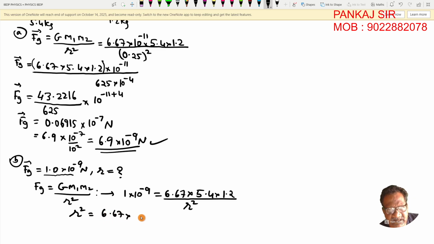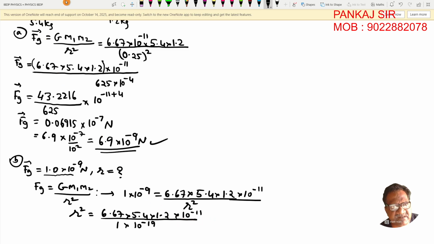6.67 into 10 raised to minus 11 as well. Okay, right? So this will be 6.67 into 5.4 into 1.2 into 10 raised to minus 11 divided by this 1 into 10 raised to minus 9 will come in the denominator. Okay, 10 raised to minus 9.